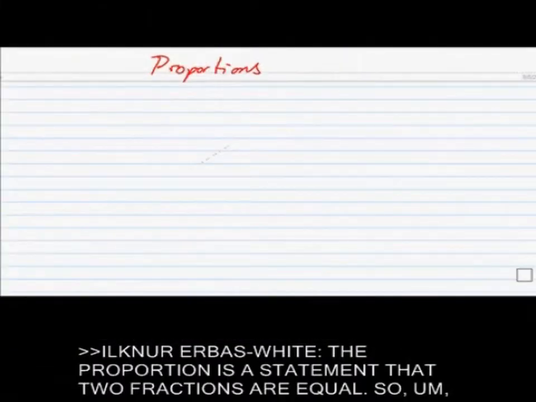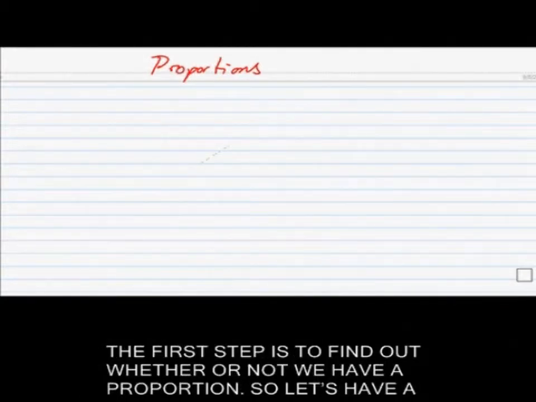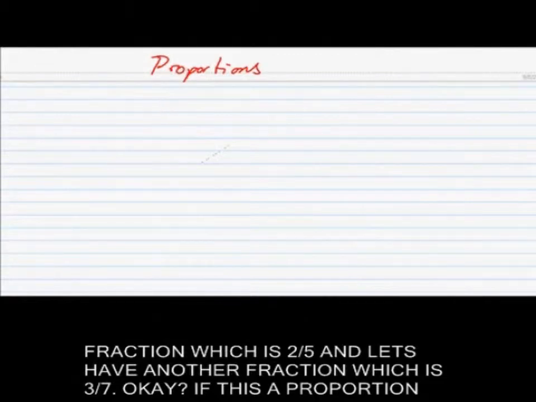A proportion is a statement that two fractions are equal. So the first step is to find out whether or not we have a proportion. Let's have a fraction, which is 2/5. And let's have another fraction, which is 3/7.